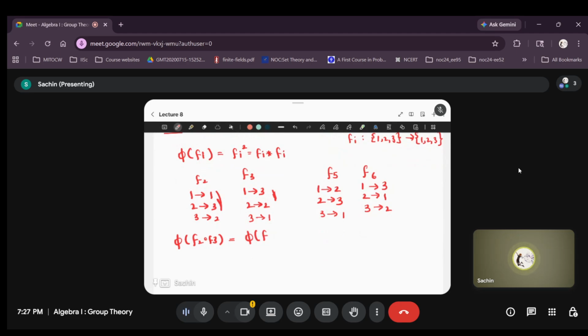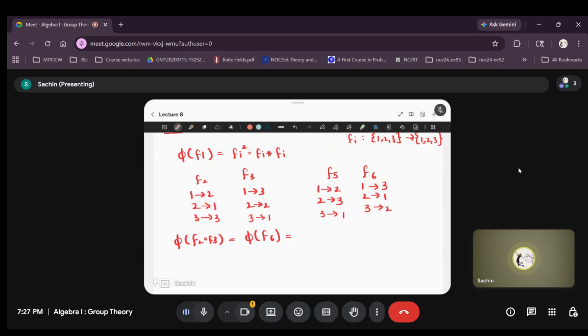No, this was actually, I'm trying to stay consistent with the previous notation that I had given. So F2 was the function which sent 1 to 2 and 2 to 1 and fixed 3. So it sent 3 to 3. Now F2 composed with F3 is the function F6.